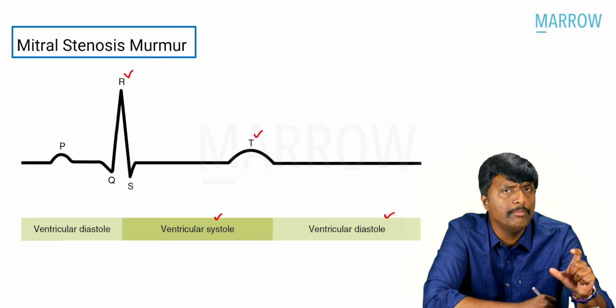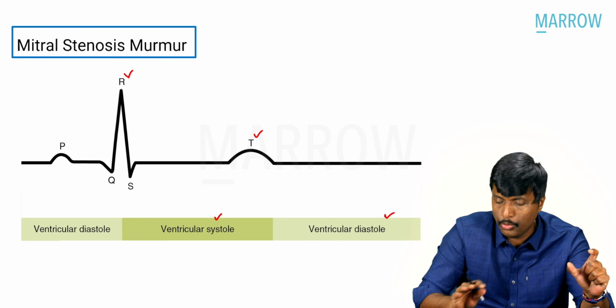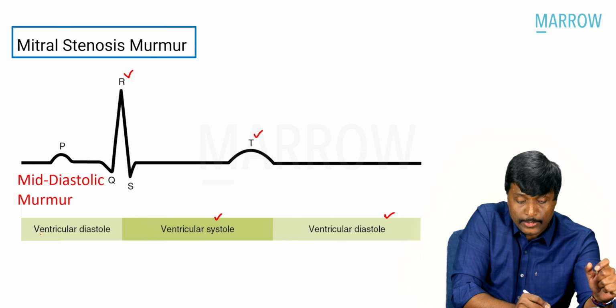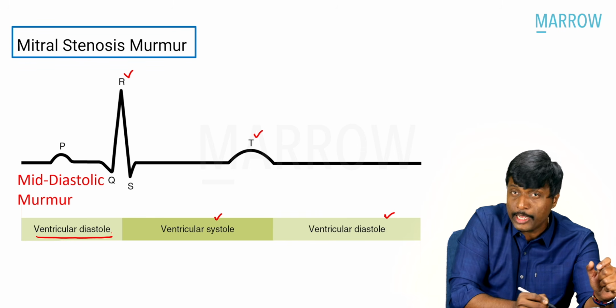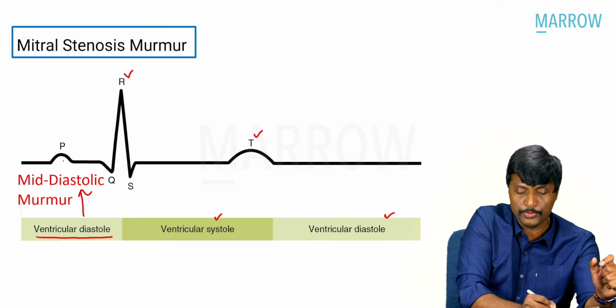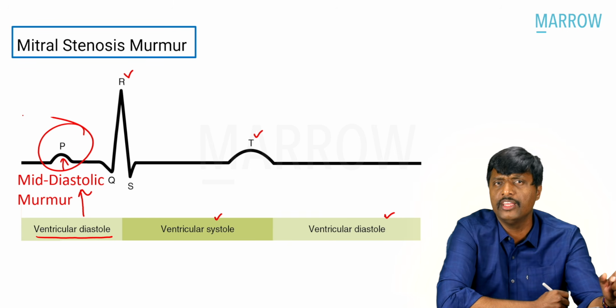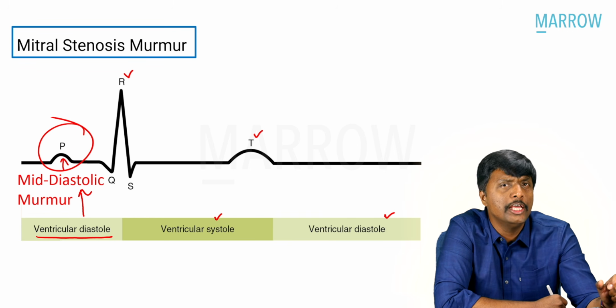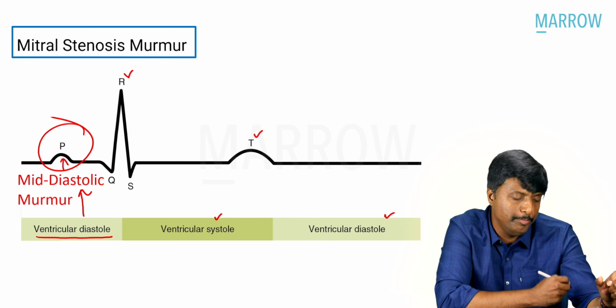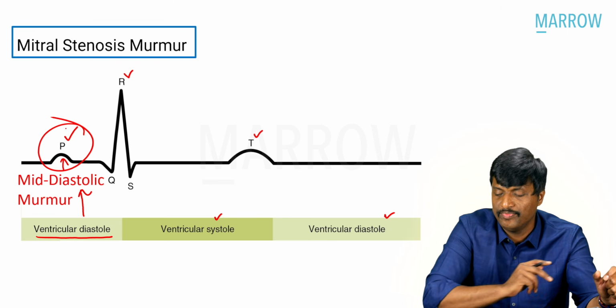What is the classical mitral stenosis murmur? We know it is the mid-diastolic murmur. It is exclusively during ventricular diastole, mid-diastolic murmur. That corresponds to which wave? Very obvious, sir. Mid-diastolic murmur, ventricular diastole, corresponding to P wave. Simple. Next question.